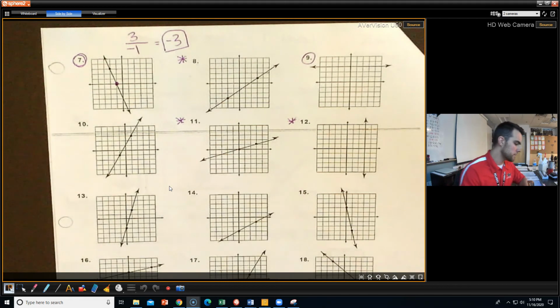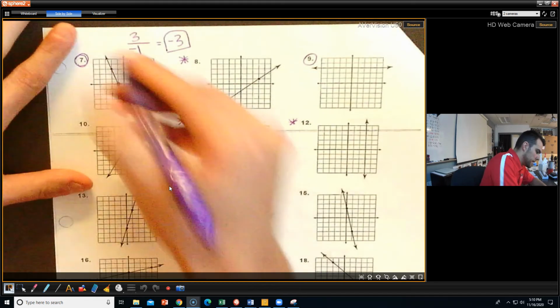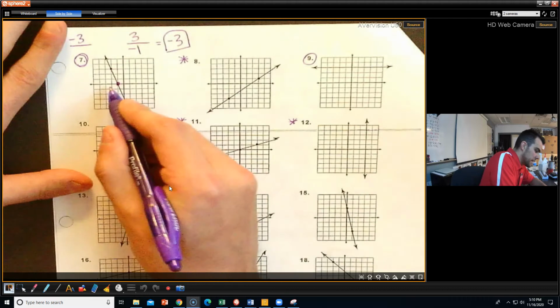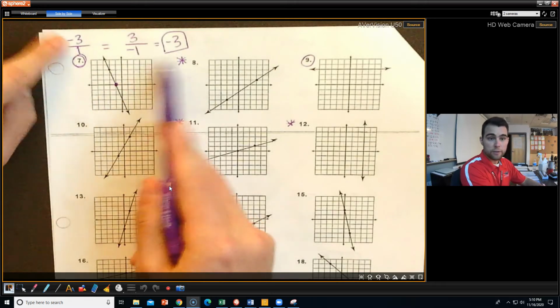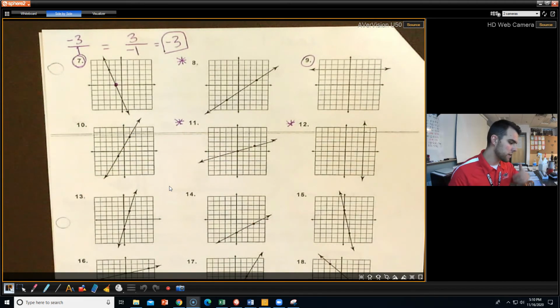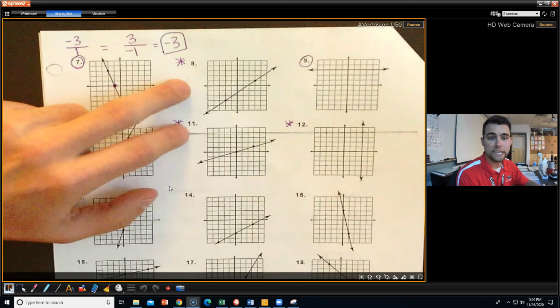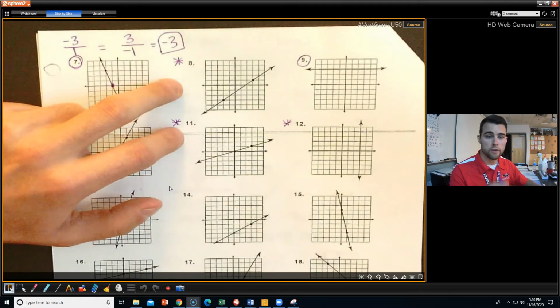Okay. Technically, if I started at this point, again, I could go down 3, 1, 2, 3, get -3, and I'd have to go over 1 for positive. Either way, these all equal the same thing. You're going to get a -3 regardless. Okay? What I'd like you guys to try is number 8 and 11 right now on your own. And go.